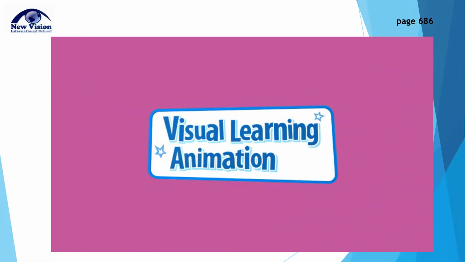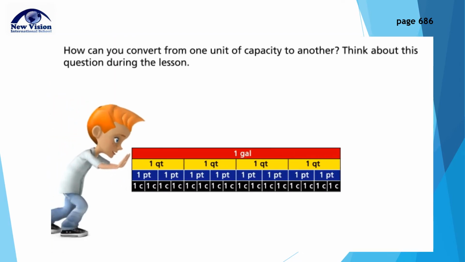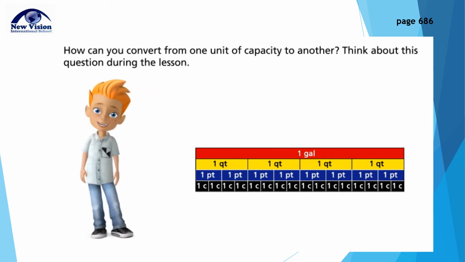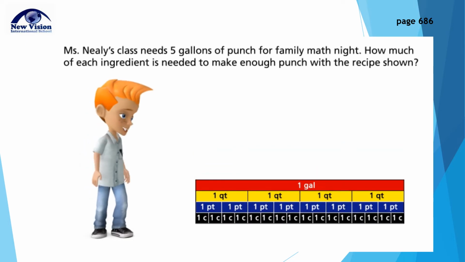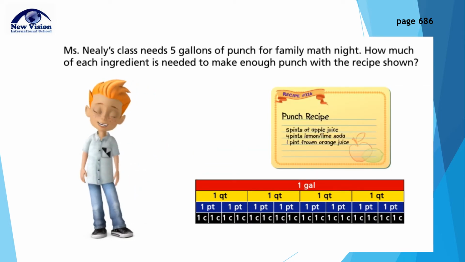Now, watch and learn the visual learning animation. How can you convert from one unit of capacity to another? Think about this question during the lesson. Ms. Neely's class needs 5 gallons of punch for family math night. How much of each ingredient is needed to make enough punch with the recipe shown?